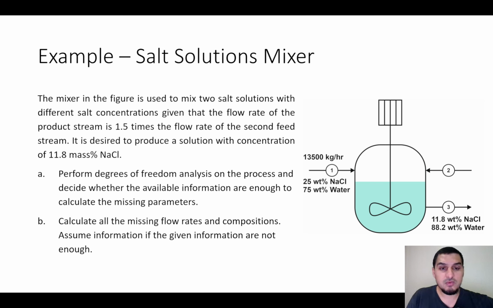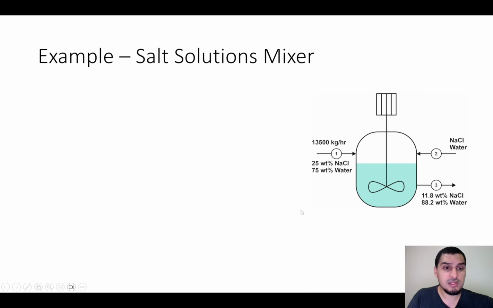We mentioned before that we have to have all the components in all the streams, whether we know their values or not, and the available information, flow rates or compositions. So we see here that this stream contains all the information that we have, the same for stream 3, but we don't have anything in stream 2. We know that the mixer mixes two salt solutions. So this is a salt solution, and this is another salt solution, which is a mixture of water and sodium chloride. So we need to have this on the diagram.